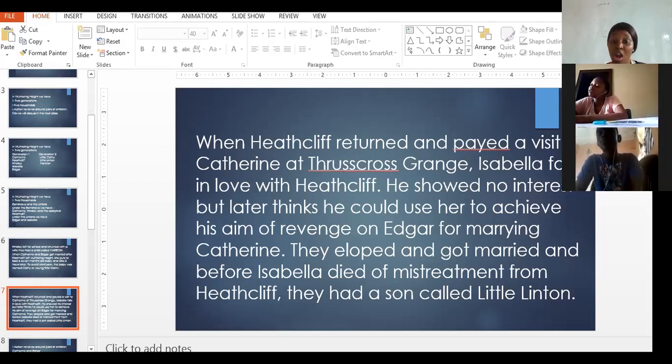Now, she also gave birth to a child, but now the child is a what? Son. The one between Hindley and Frances is a son called Hareton. The one between Edgar and Catherine is a girl called Little Katie. The one between Heathcliff and Isabella is a son called Little Linton. So let's move on.